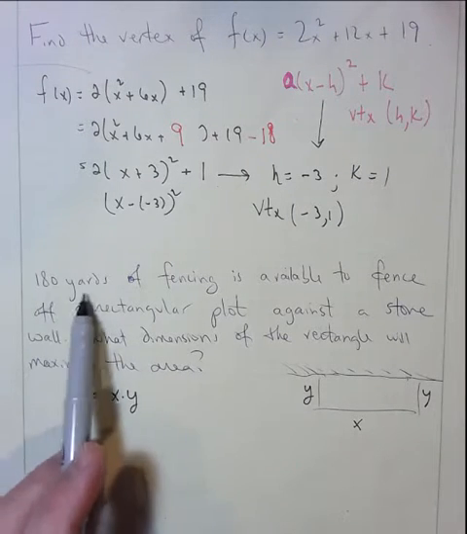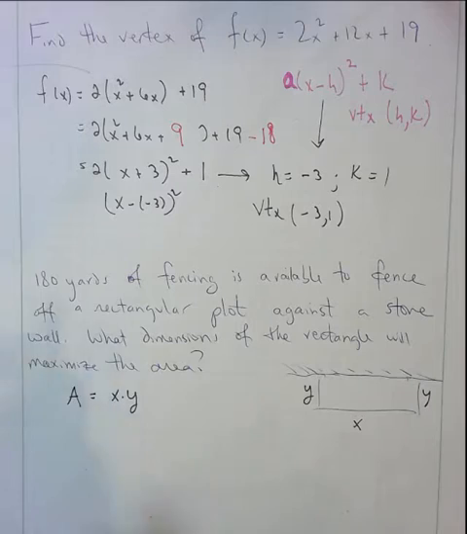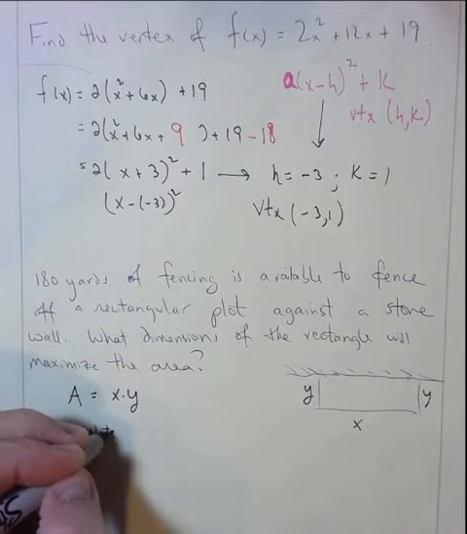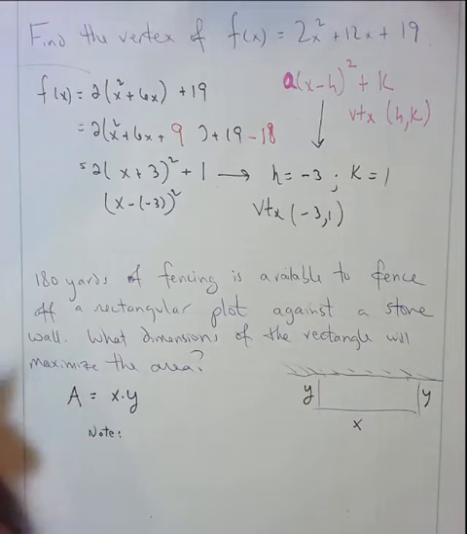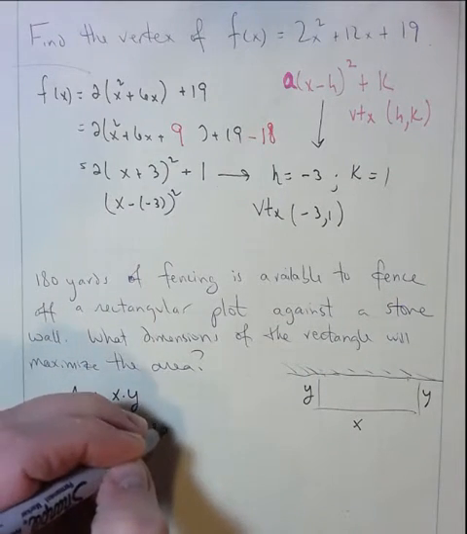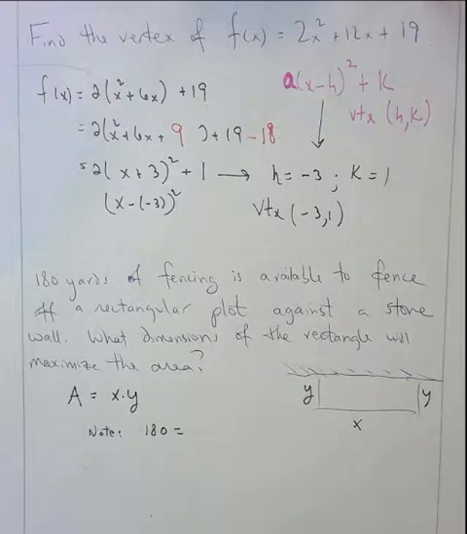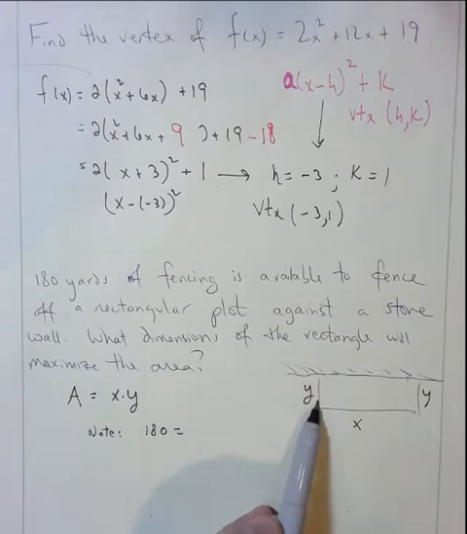Well, we haven't used the 180 yards business yet. So what we can say is, look, we can't work with this equation the way it is. We got too many variables. But what else do we know? Well, we know that there's 180 yards of fencing. And how is that going to be distributed? Well, that's going to become the perimeter of this rectangle.